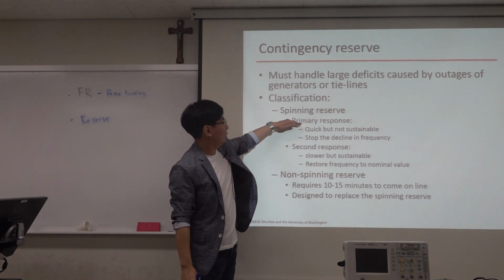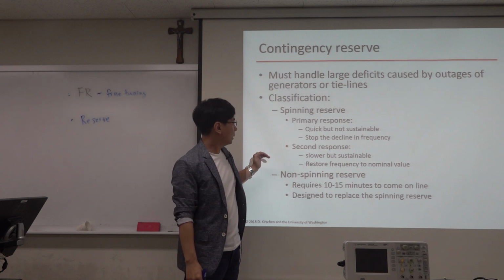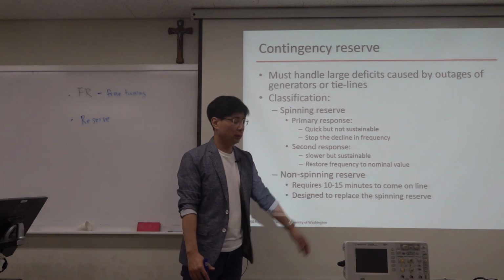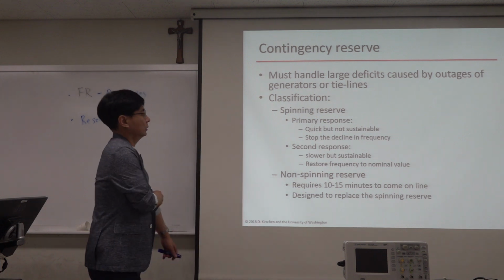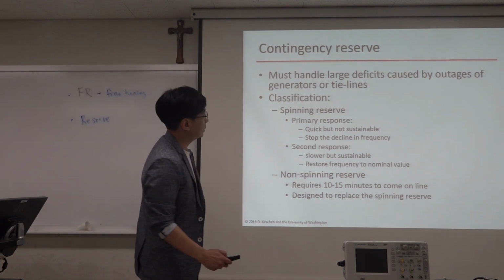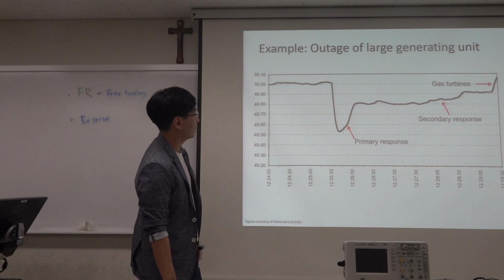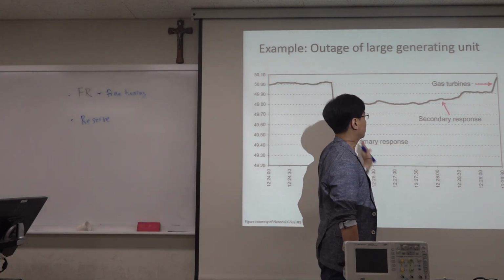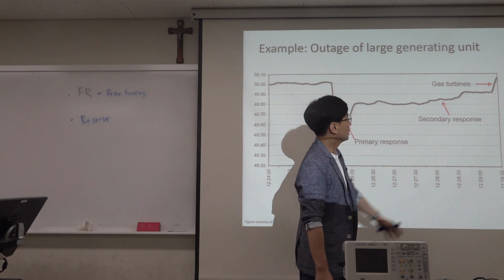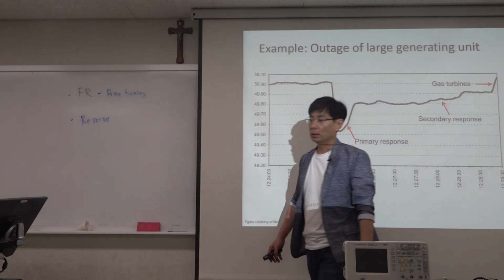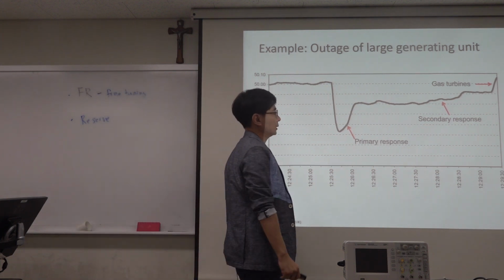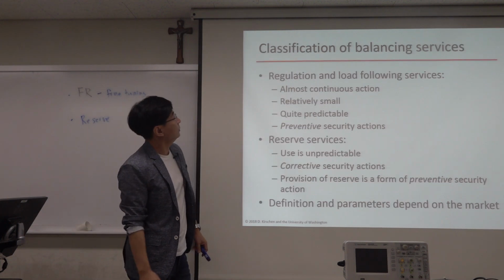So primary response, secondary response, and another type of reserve is non-spinning reserve. It takes more time to enter into the system. So we use this kind of thing when a contingency happens: primary response and secondary response from spinning reserve, and then non-spinning reserve. The gas turbine is turned on and it generates power.